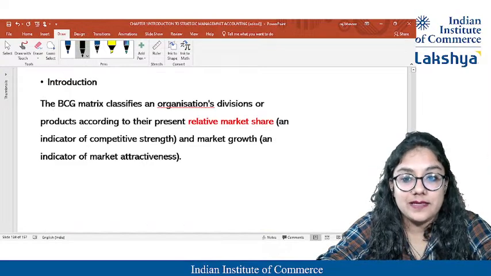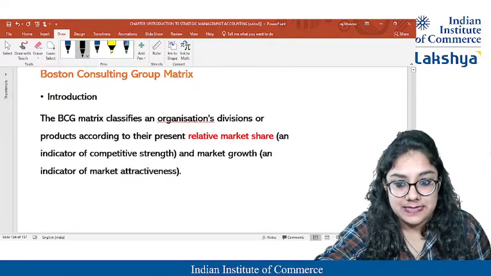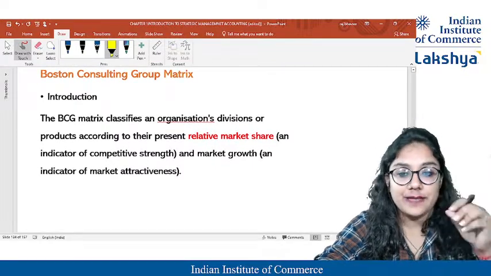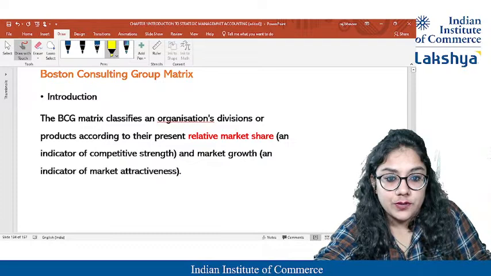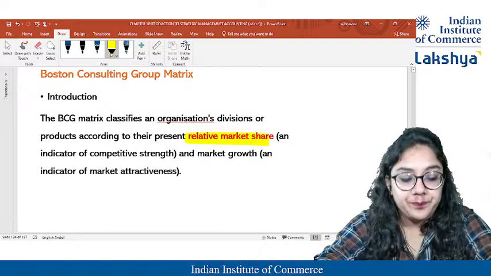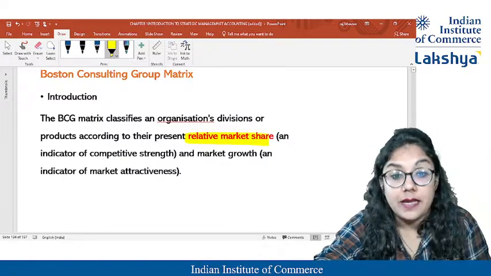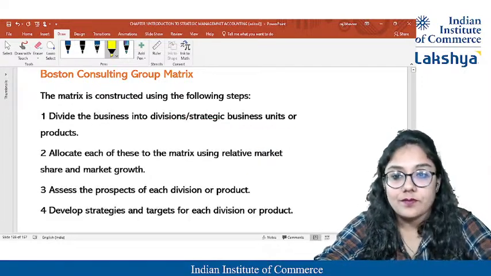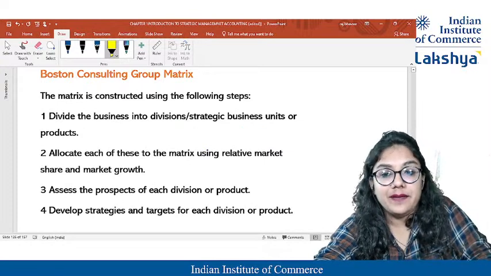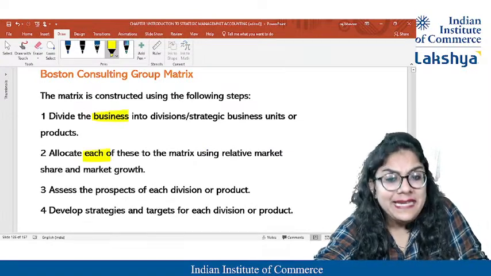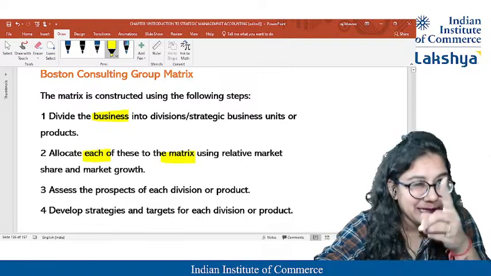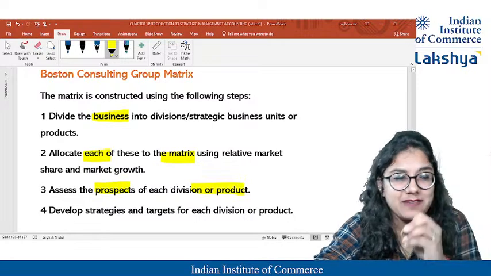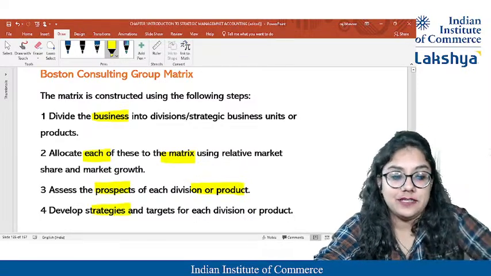I'll just read it and you'll understand it. The BCG matrix, from Boston Consulting, classifies an organization's divisions by relative market share, that is, what the market share is and what the market's growth is, meaning how good I am and how good the market is. The matrix divides the business units, allocates relative shares, then assesses the prospects: which product is better, where should I invest, where should I remove it, and what strategies to follow.